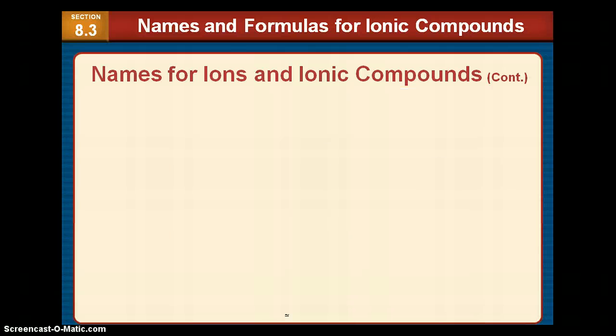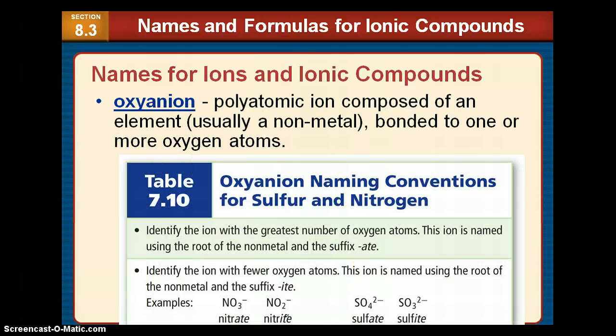When we look at our oxyanions, they have different rules. They're in these tables here. When I'm looking at them, the one with the greatest number of oxygen atoms is going to be followed with "ate," and the fewest is going to have "ite." So you just have to memorize that and look at the chart to tell the difference. If it's "ate," it's going to be the higher number. If it's "ite," it's going to be the lower number.